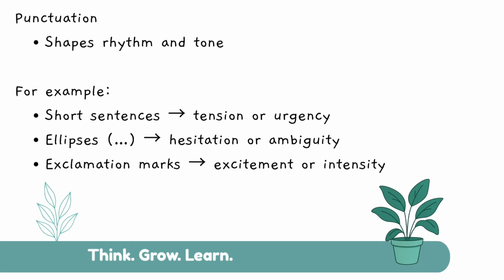Next is punctuation. It shapes rhythm and tone. For example, when you have short sentences, it creates tension or urgency. When you use ellipsis, it creates hesitation or ambiguity. And the use of exclamation marks shows excitement or intensity.